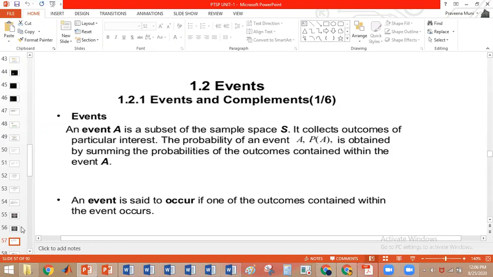So an event is a subset of the sample space. And the probability of an event A, we denote as P of A. It is obtained by summing the probabilities of the outcomes contained within the event.